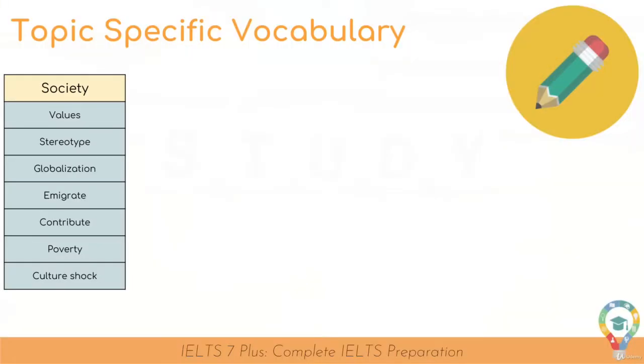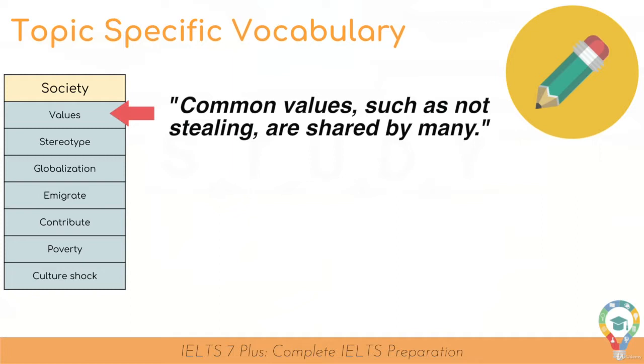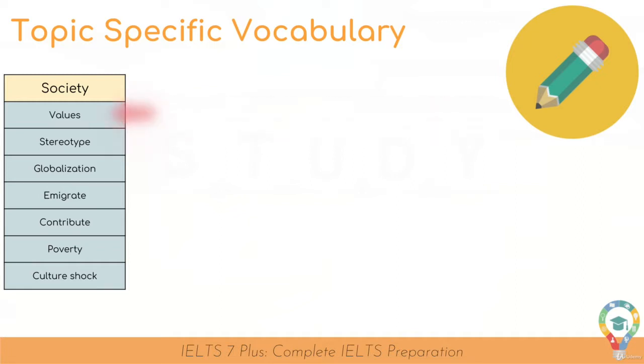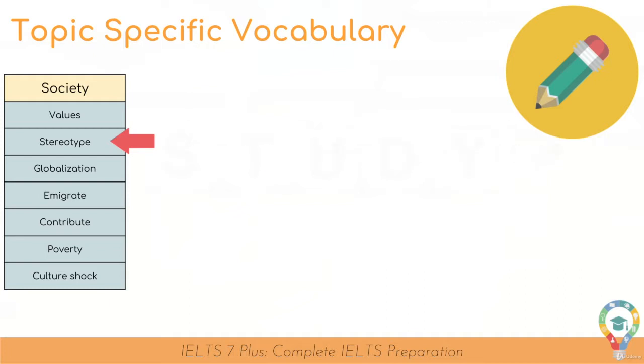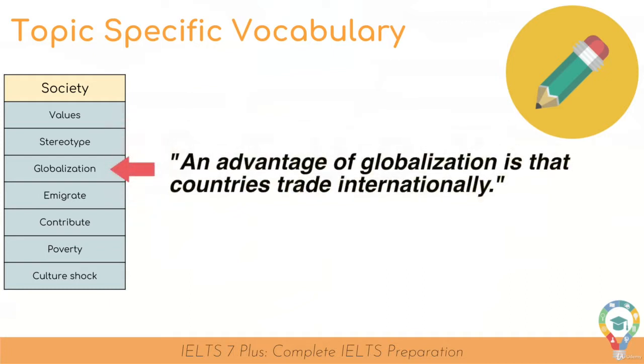And here is a short list of vocabulary all about the common topic of society. Here's the first example. Common values such as not stealing are shared by many. A common British stereotype of English people is that they drink tea. An advantage of globalization is that countries trade internationally.